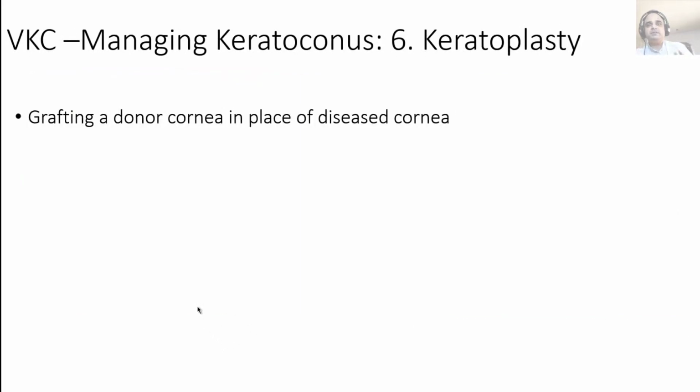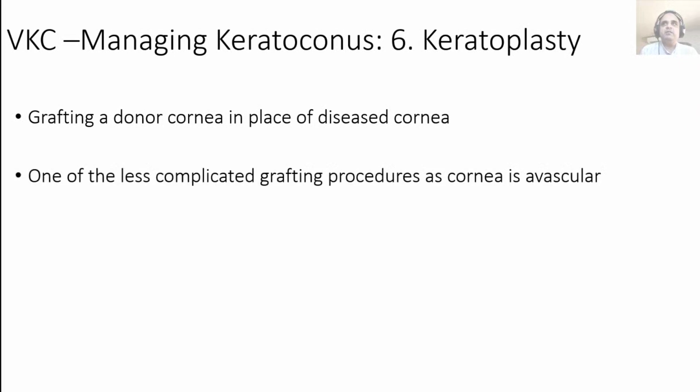Finally, keratoplasty. Once the astigmatism is so bad that the vision is not improving, even with all the things that we have tried so far, we need to replace the cornea. Keratoplasty is basically grafting a donor cornea in place of a diseased cornea. It is done in a lot of conditions, as some we'll talk about as we move along in our clerkship. One we are talking about right now is keratoconus.